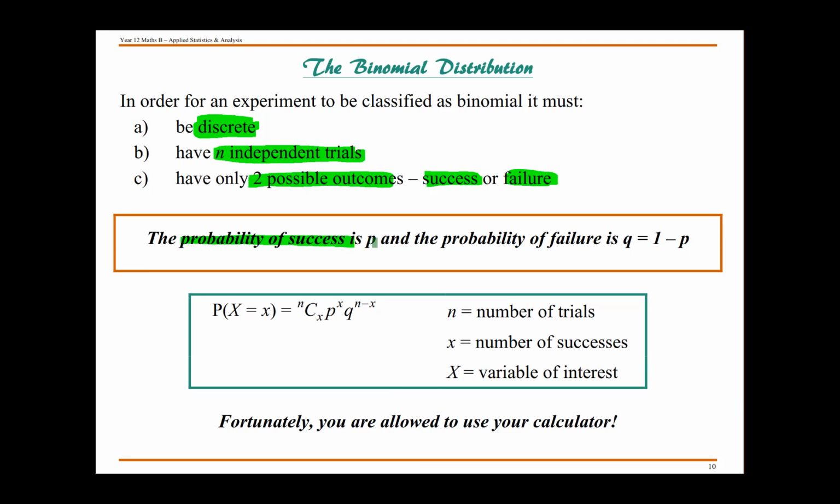So the probability of success is P, and the probability of failure is Q. And because our probabilities add to 1, Q has to be 1 minus P. Now, if you want to use a combination formula, it's here. The good thing is we don't need to, but if you want to look into that more, refer to your textbook.